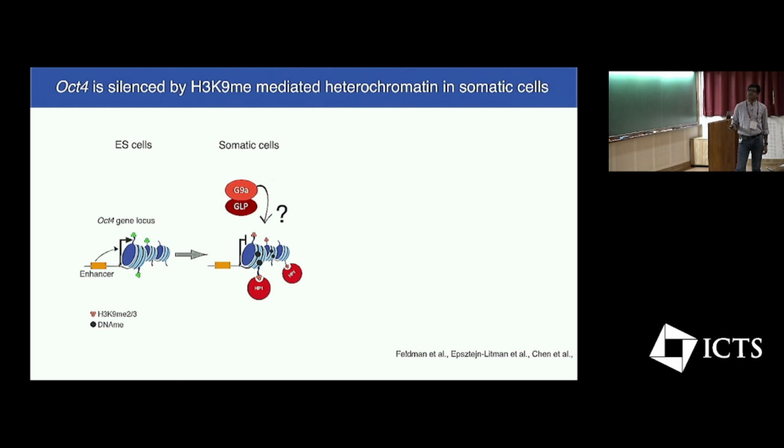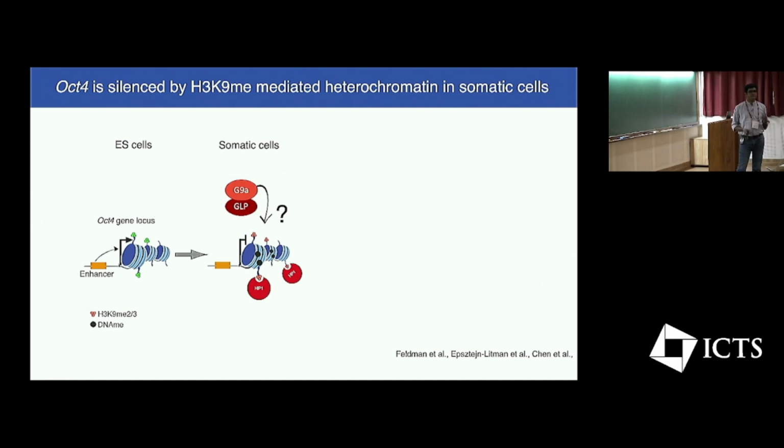The main reason is that OCT4, as we know, is a pluripotency factor, and OCT4 is controlled by an upstream enhancer. We know from the literature that in somatic cells, after differentiation, OCT4 is silenced by H3K9 and DNA methylation. And this H3K9 methylation is initiated by G9a-GLP. However, we don't know how this G9a-GLP is targeted to the OCT4 locus.